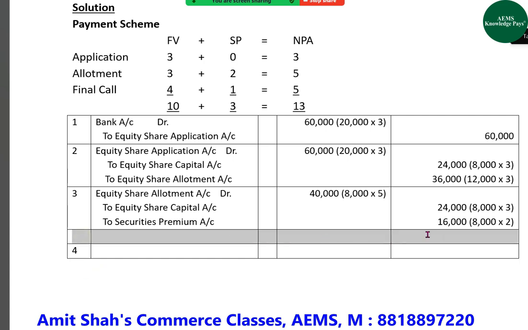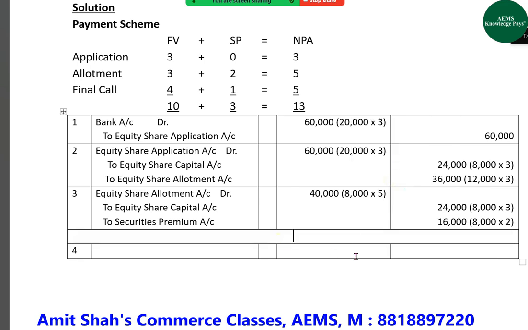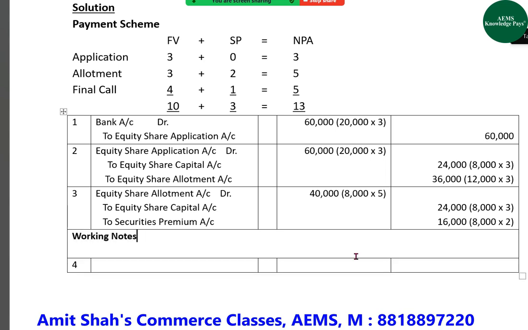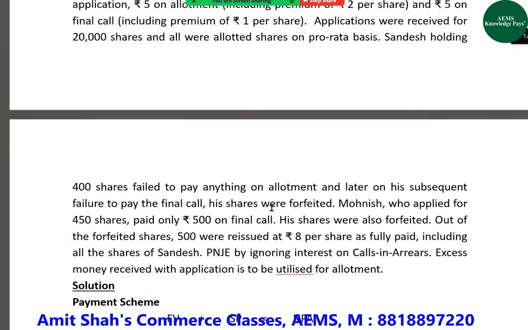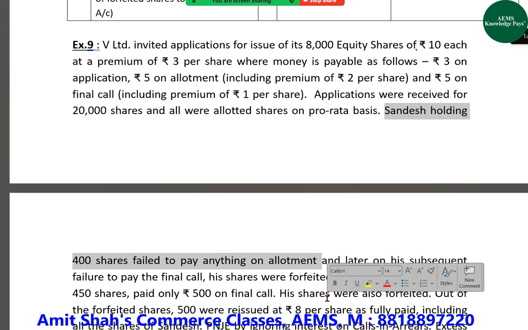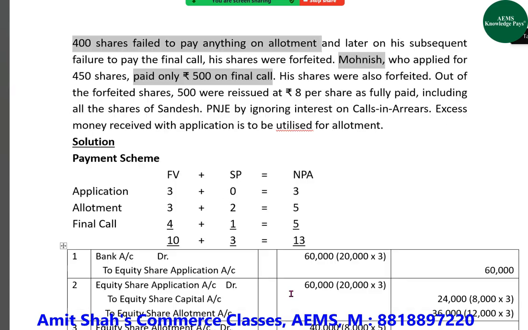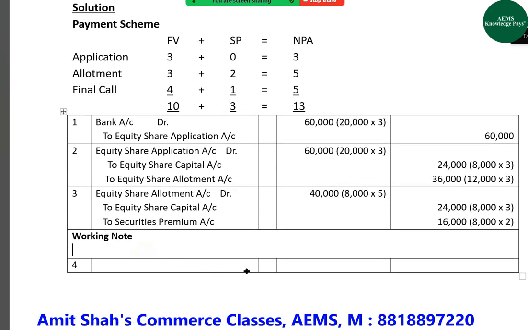Now here, guys, one shareholder, Sandesh, has failed to pay anything on allotment. So how much he has not paid, that we have to find out. Sandesh, holding 400 shares, failed to pay anything on allotment, and Monish has paid only rupees 500 on final call. So upon allotment, there is only one defaulting shareholder, that is Sandesh.